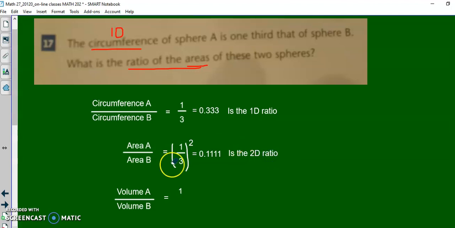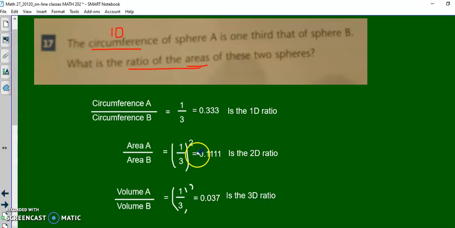But just for fun, what is the 3D ratio? So the 3D ratio would be the ratio of their volumes. So if I know the 1D ratio, all I have to do, in 3D, is cube it. So 1/3 to the power of 3, that's 1/27, which is 0.037. That's the 3D ratio.